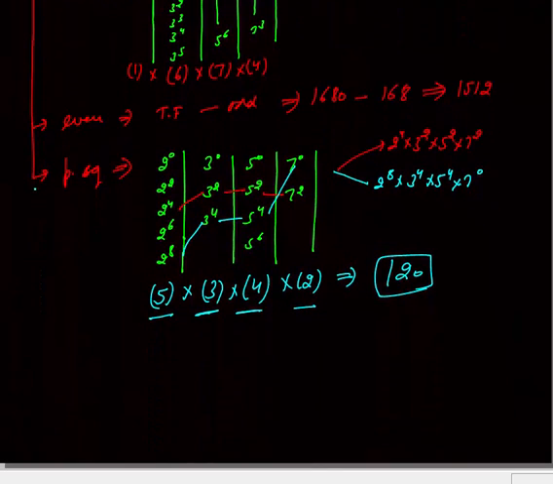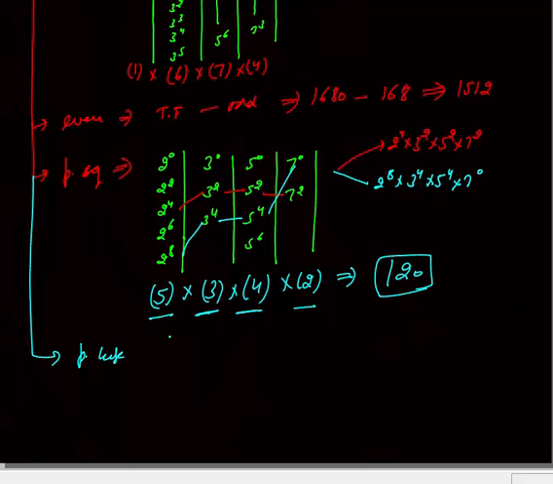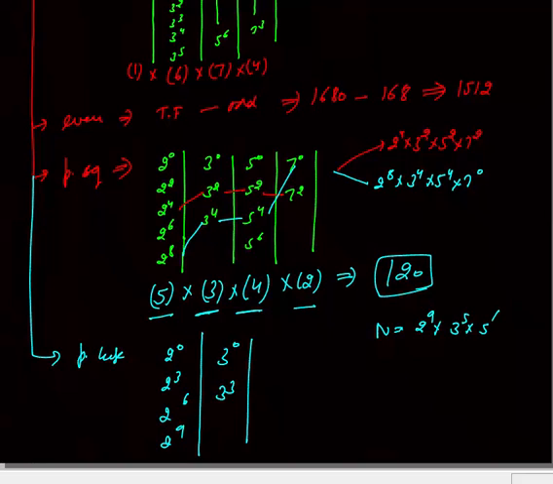What about perfect cubes? How to find the perfect cube factors? Again, 2 power 0, 2 cube, 2 power 6 and 2 power 9 will be there. Same way from the 3 side, 3 power 0, 3 power 3. 3 power 6 is not there because our prime factorization is n equals 2 power 9 into 3 power 5 into 5 power 6 into 7 cube.